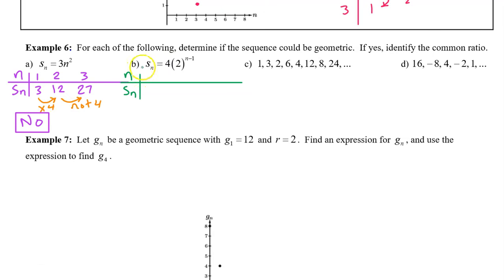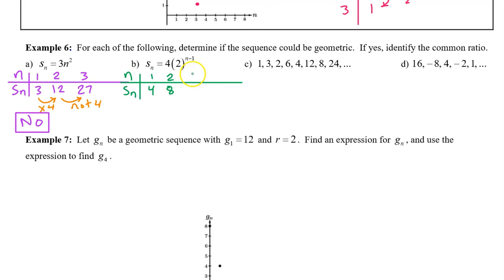Let's do the same thing for part B. Sn equals 4 times 2 to the n minus 1 power, starting with term 1. If we plug in 1 for n, 1 minus 1 is 0, 2 to the 0 power is 1, 4 times 1 is 4. So how about term 2? Plugging in 2 for n, we have 2 minus 1, which is 1. So that's just 4 times 2, which is 8.